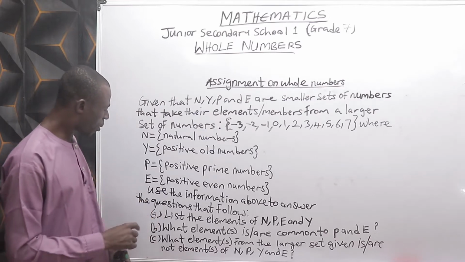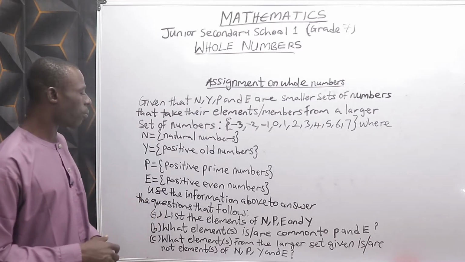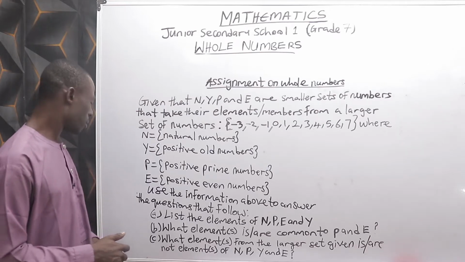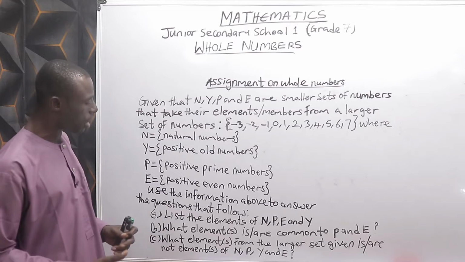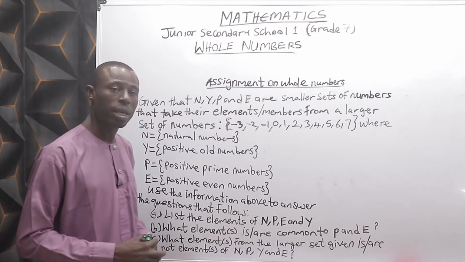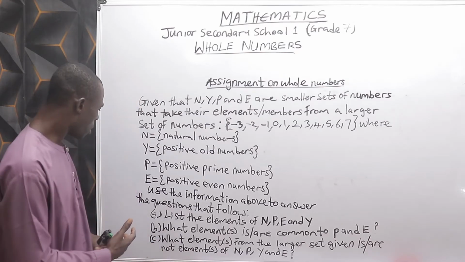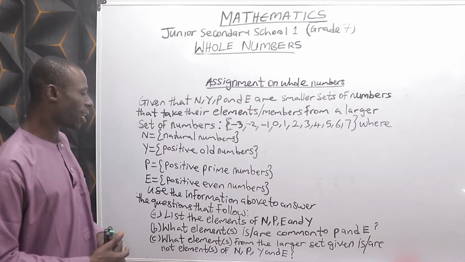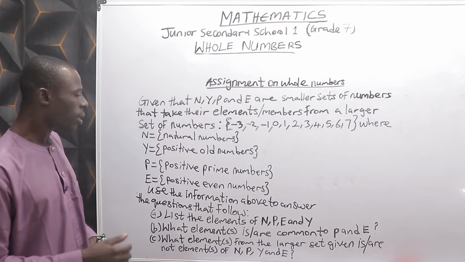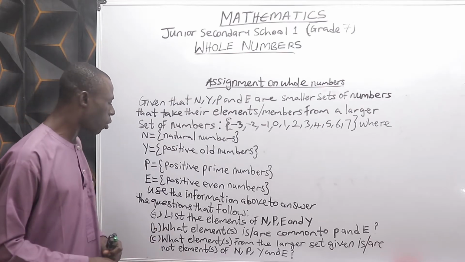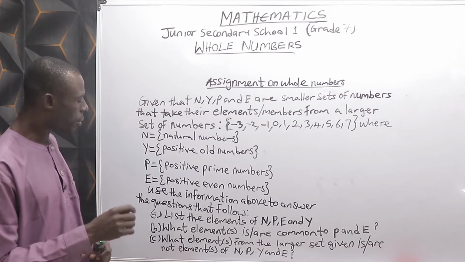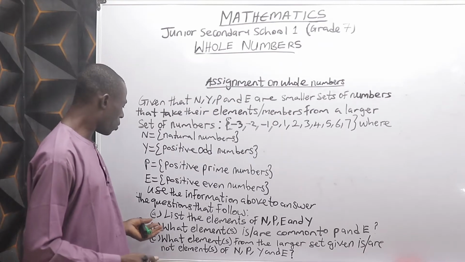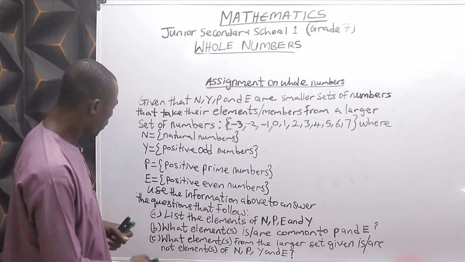Question A. List the elements of N, P, E, and Y. B. What elements are common to P and E? The last question. What element from the larger set given above is or are not elements of N, P, Y, and E? Now, taking them one after the other.